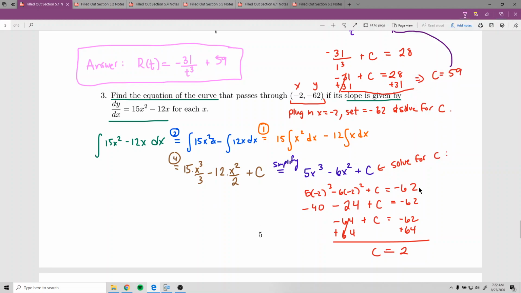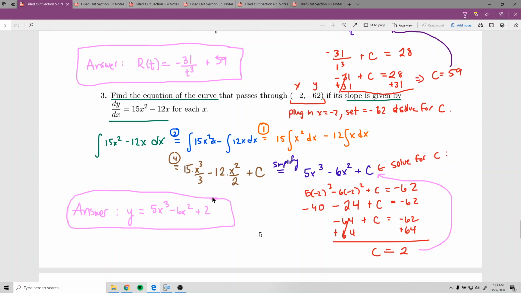So we have our function here. We use the point it told us to use to solve for C. And then we plug that in for our answer. Since it's talking about y and x, you could write f of x or y or something. Y equals 5x squared, or sorry, 5x cubed minus 6x squared plus 2.